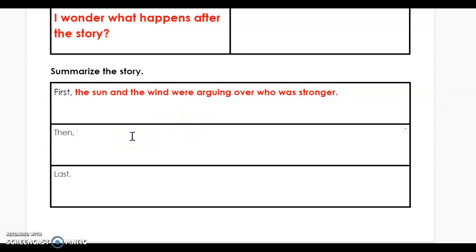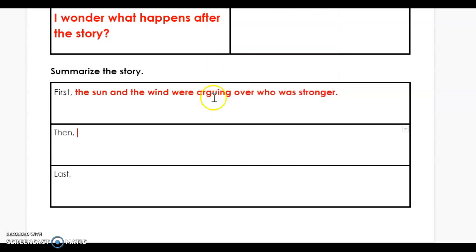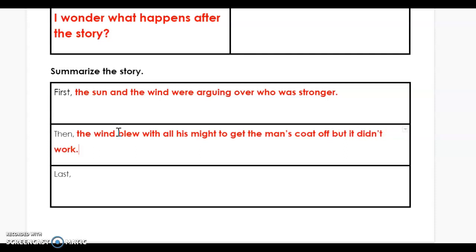Then, again, I want to talk about something that's important. So maybe we could talk about what the wind did first, since he tried to prove how strong he was first. So we could say, then the wind blew with all his might to get the man's coat off. I think it's important to say how that turned out. I'm going to say, but it didn't work.